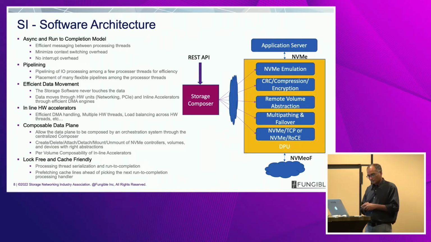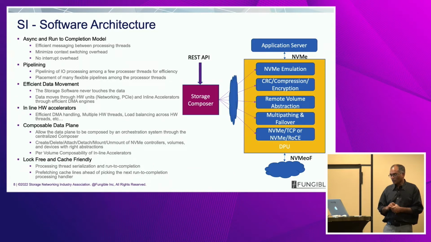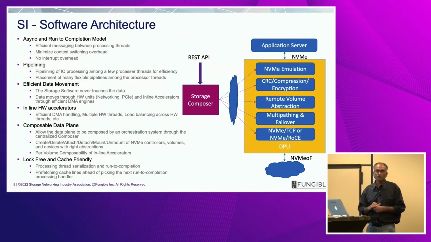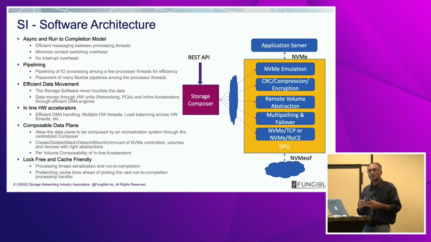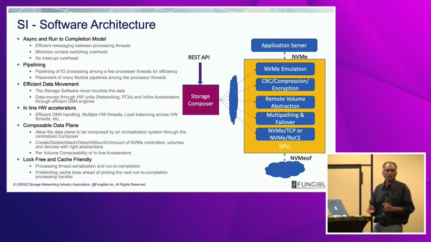And the last bullet is a very important aspect of our software architecture: log-free. We don't rely on logs. The way we achieve this is because we are a run-to-completion model, as well as we associate these flows with the processing threads. So any pipeline for a given volume has certain stages, and they always run on the same set of VPs, the same set of processing threads. So the state is maintained on the same VP, and it is run to completion. Nobody can interrupt you. So there is no need for the log at all.